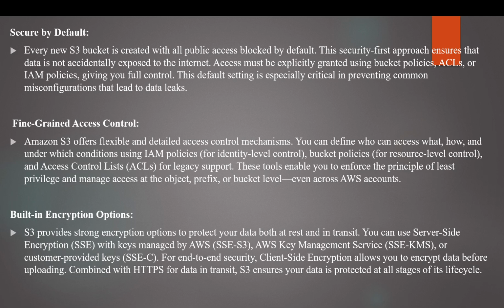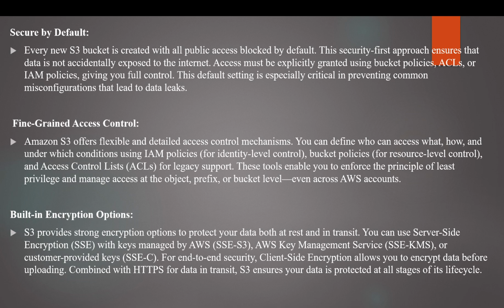Secure by default. Every new S3 bucket is created with all public access blocked by default. This security-first approach ensures that data is not accidentally exposed to the internet. Access must be explicitly granted using bucket policies, ACLs, or IAM policies, giving you full control. This default setting is especially critical in preventing common misconfigurations that lead to data leaks.